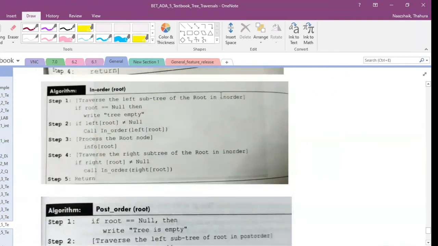Okay. Inorder, so you have your left, root and right. So if you see here, traverse the left of the subtree if the root is in order, right? So if your root is null, print tree is empty, you check here. Right, you call first inorder with the left of the root, then you process the root, and then you call the same inorder with the right side.